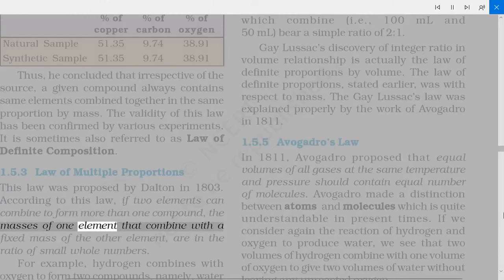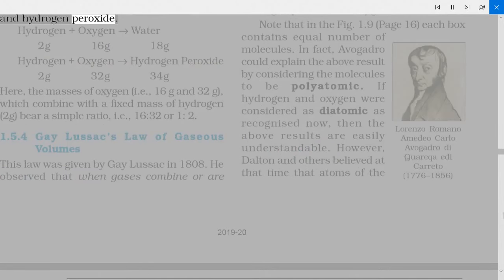For example, hydrogen combines with oxygen to form two compounds, namely, water and hydrogen peroxide. Hydrogen plus oxygen gives water: 2 g, 16 g, 18 g. Hydrogen plus oxygen gives hydrogen peroxide: 2 g, 32 g, 34 g. Here, the masses of oxygen, i.e., 16 g and 32 g, which combine with a fixed mass of hydrogen, 2 g, bear a simple ratio, i.e., 16:32 or 1:2.